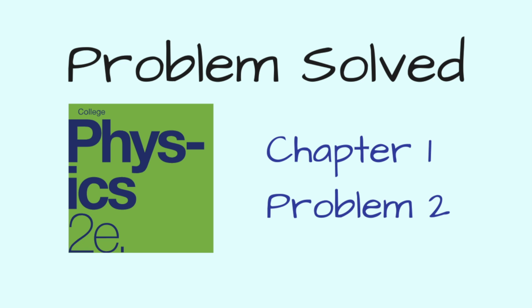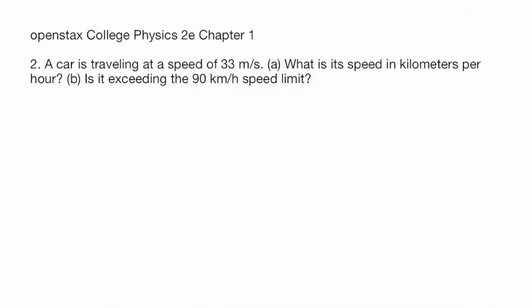2E by OpenStax. In this problem, we have a car traveling at 33 meters per second. We need to calculate the speed in kilometers per hour and then tell if it's greater than 90 kilometers per hour. Okay, so we can make a list of what is known. And we know the speed is 33 meters per second. Okay, so we need to find out how many kilometers per hour that is.